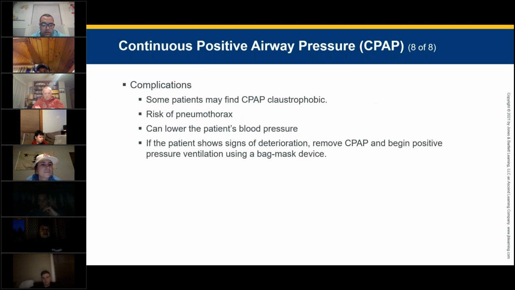If the patient's showing signs of deterioration, remove the CPAP and use a BVM instead. If their blood pressure is dropping too drastically, if they're resisting it, whatever the case, if it's not working, if it's not creating a positive outcome, take it off and go with a BVM.